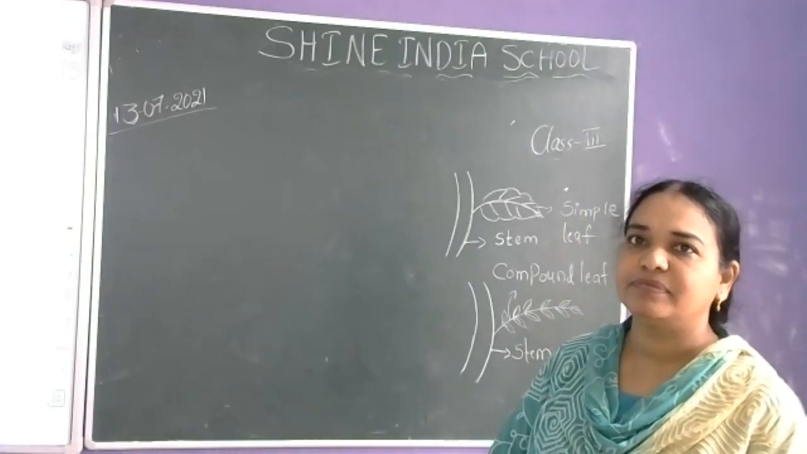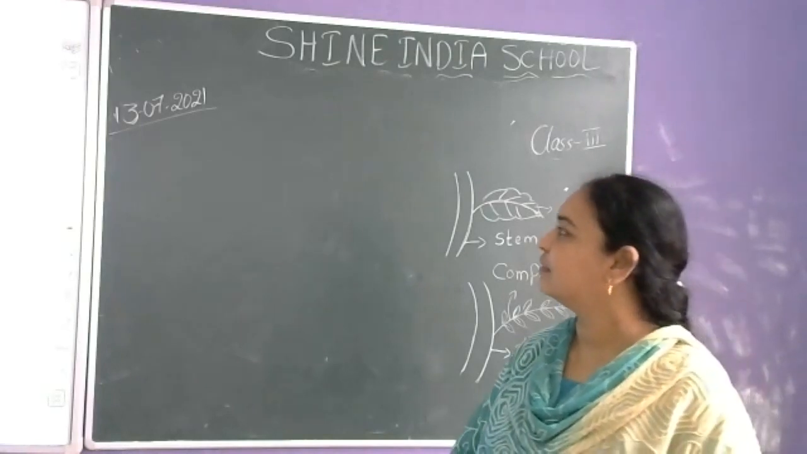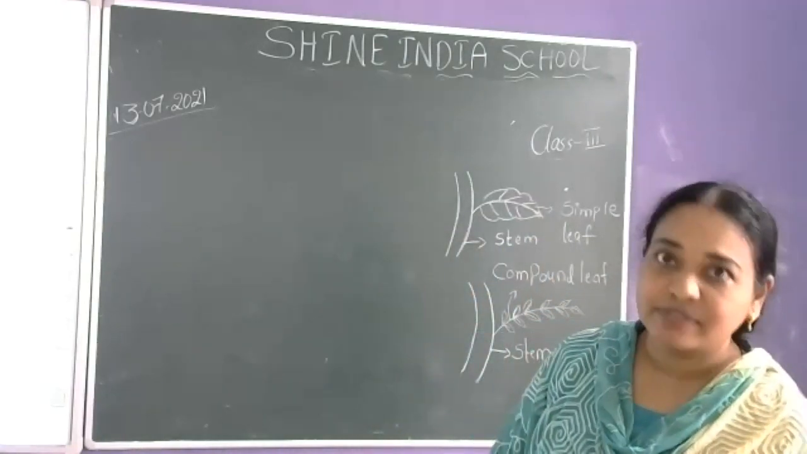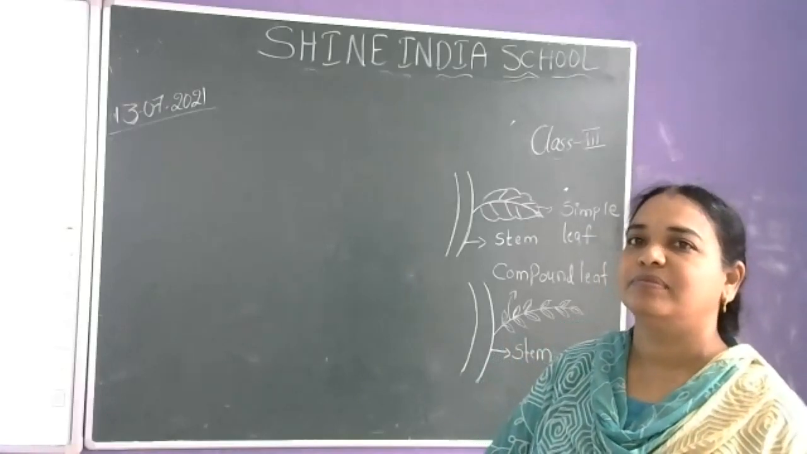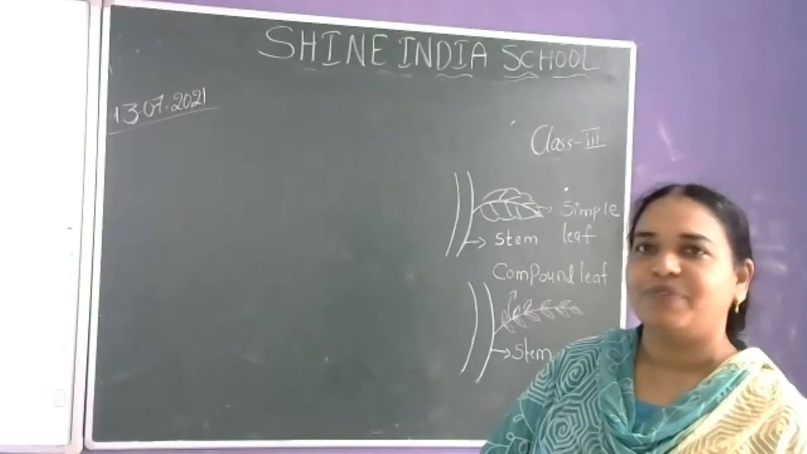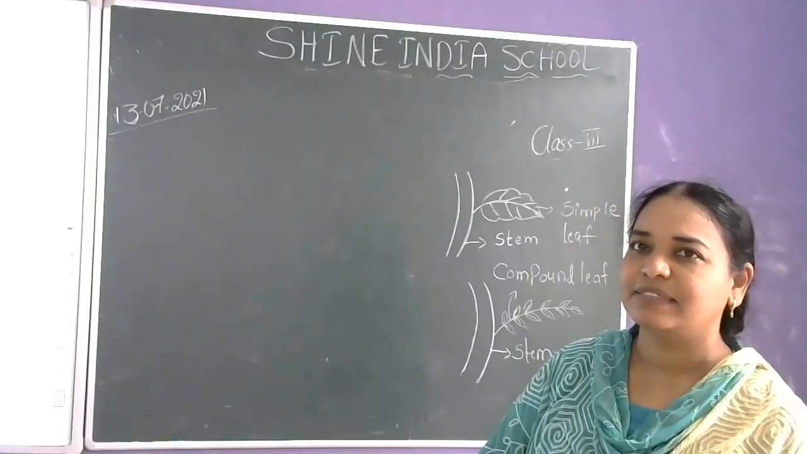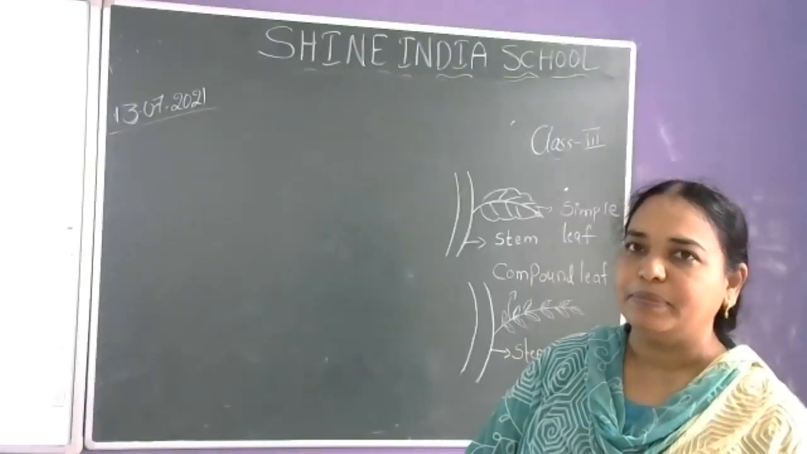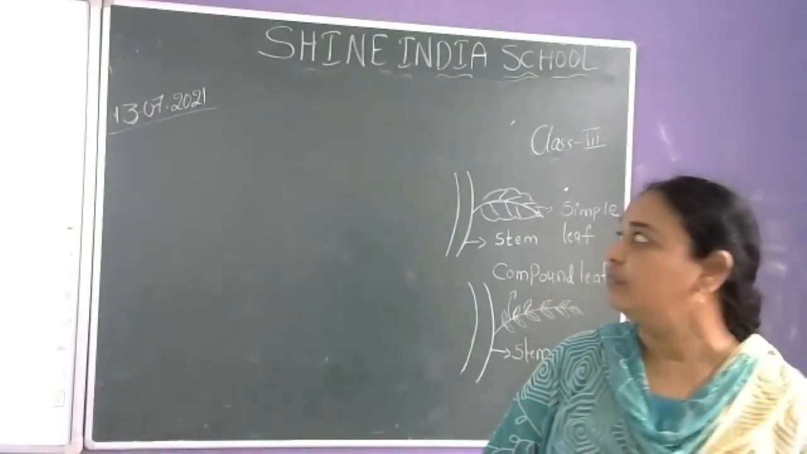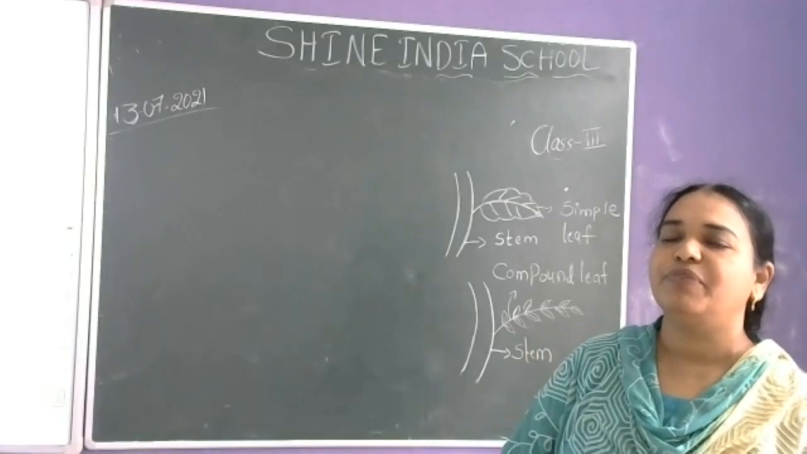Good morning, children. Are you there? Children, very good morning. How are you, beta? Good morning. How are you? I'm fine, thank you, ma'am. Hey, beta. Are you ready? Yes. Hey, beta. Sit down. Good morning, teacher. Very good morning.